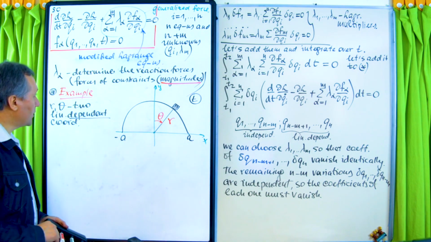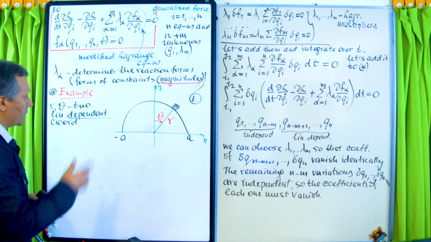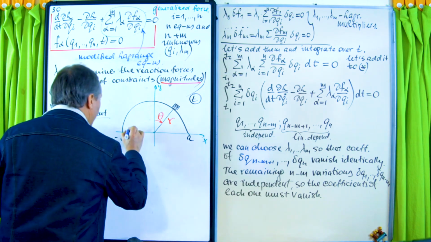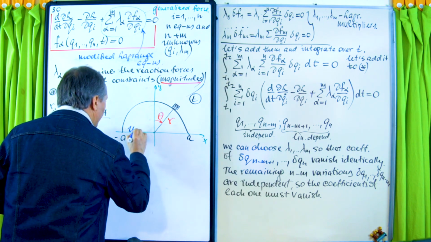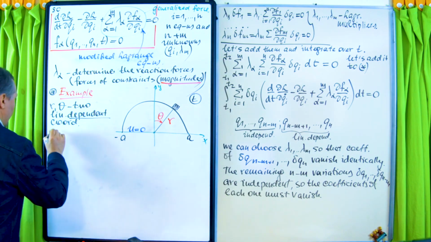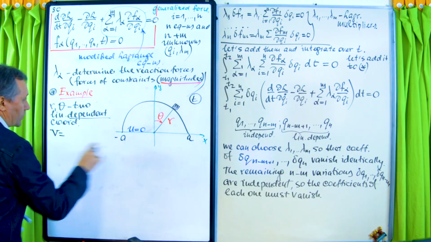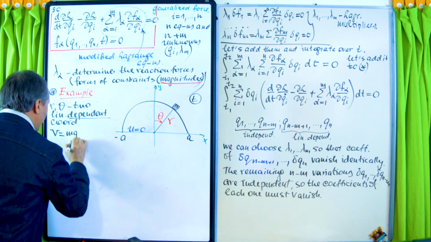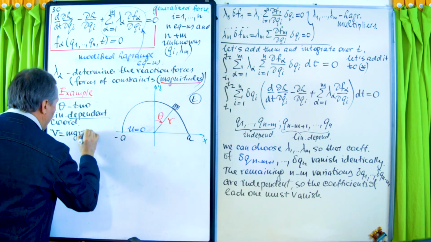Okay, so writing the Lagrangian is very simple. Of course, in order to write potential energy, I need to show the reference level. I'm going to position my reference level, of course, at the bottom. So potential energy will be positive because it's above the reference level. So it will be mgr cosine theta.